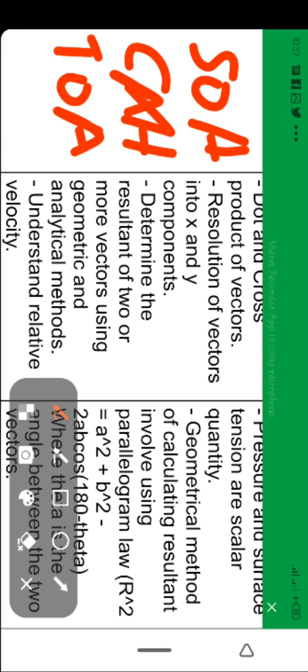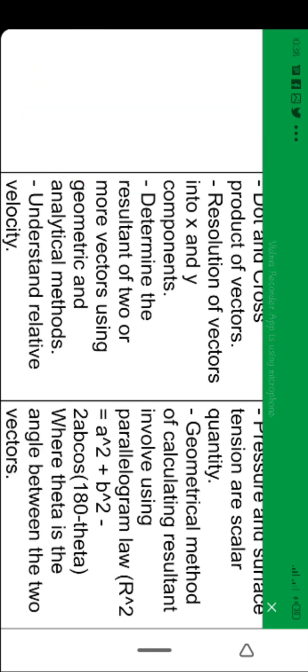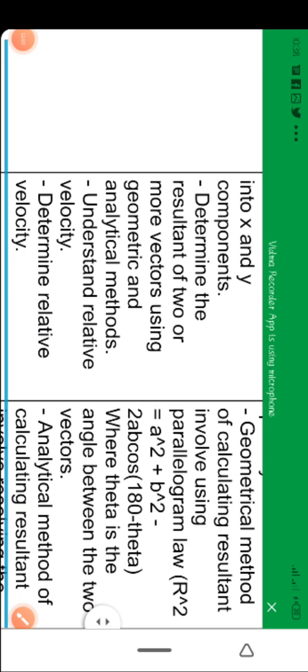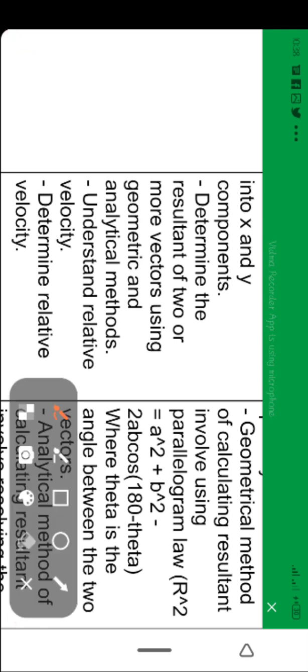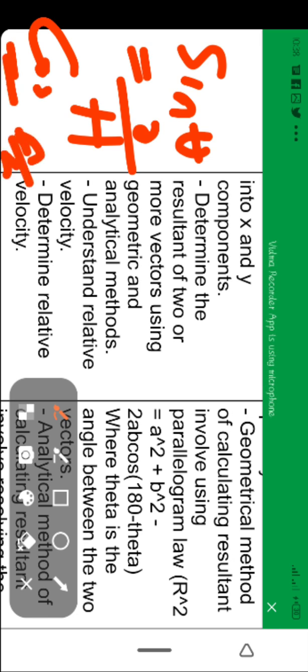Now, for resolution of vectors, you don't really need tan. You don't really need this TOA. What you need is just this SOH and then the CAH. And this is the way you know, I was saying, you have sine theta equals opposite over hypotenuse. The same way too, you have cos theta equals adjacent over hypotenuse.